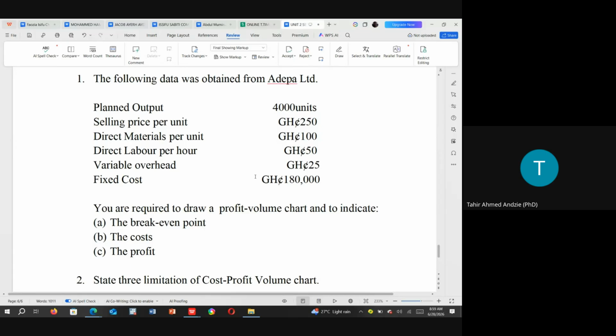So here, the only trick is just to get the variable cost. Variable cost will be the 100 plus 50 plus 25, giving you 175. That's variable cost per unit. If you go and pick the variable cost to be only the variable overheads, you are wrong. Variable cost is not only the variable overheads. It also includes the direct material and direct labor costs. Right. So once this is given, you have the fixed cost, and you can easily draw a profit volume chart and indicate the break-even point, the costs, and the profit.